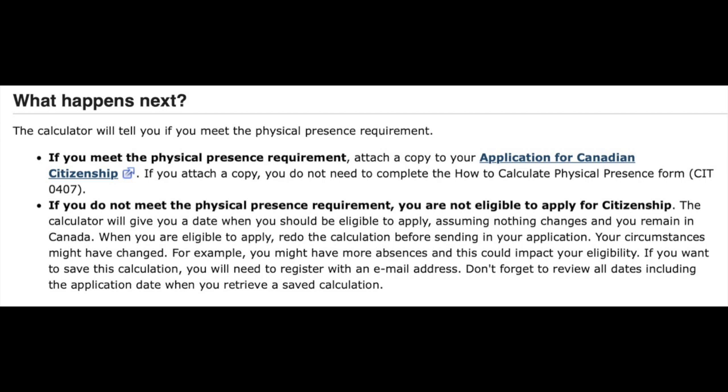The calculator will give you a date when you should be eligible to apply, assuming nothing changes and you remain in Canada. When you are eligible to apply, redo the calculation before sending in your application. Your circumstances might have changed. For example, you might have more absences and this could impact your eligibility. If you want to save this calculation, you will need to register with an email address. Don't forget to review all dates including the application date when you retrieve a saved calculation.